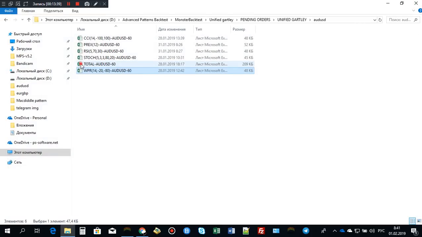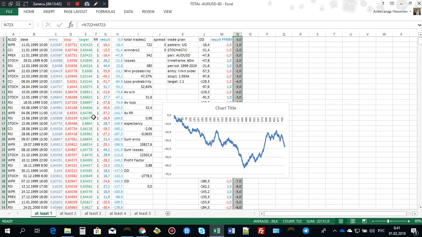So if I compile them together and calculate the total amount, the total amount of trades is 722. You can see that the probability of win is roughly 47%. And now, guys, I will show you something very interesting that I noticed. If the pattern is seen by one algorithm, it has a probability of 47% to win.